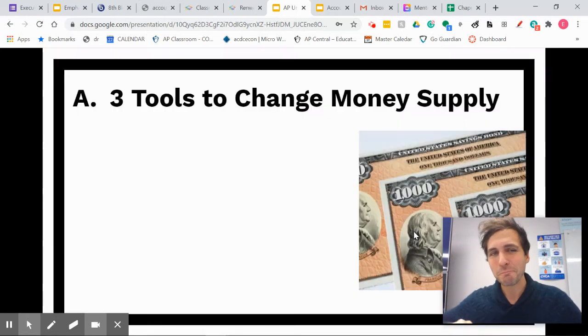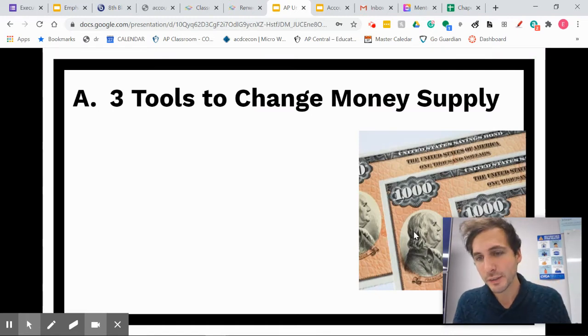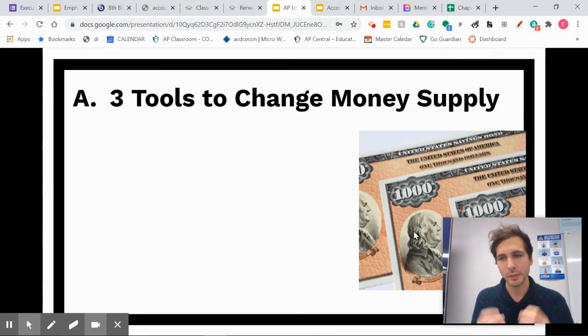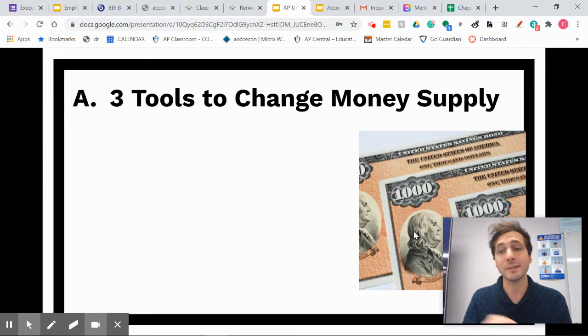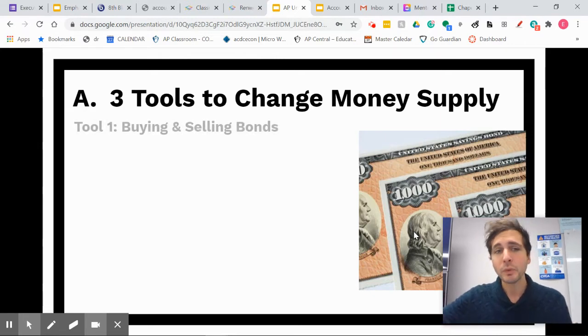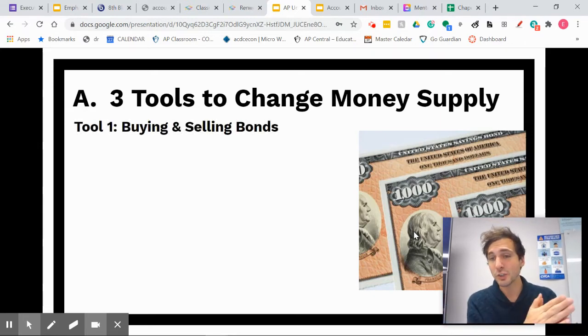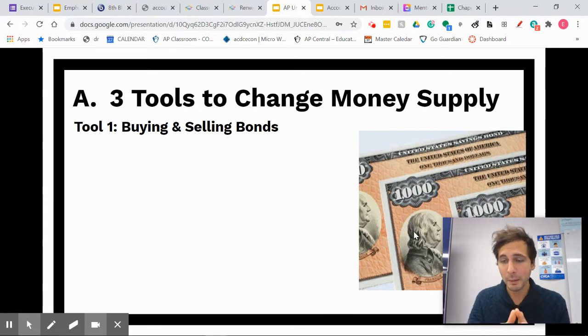All right, let's get into it. So there are three tools to change the supply of money, and all three of these tools are held by the Federal Reserve, that 100% independent agency, central bank that regulates and manages everything in our banking system, and most importantly, from an economic sense, controls the supply of money. The first thing that they can do to change the supply of money is to buy bonds or sell bonds.